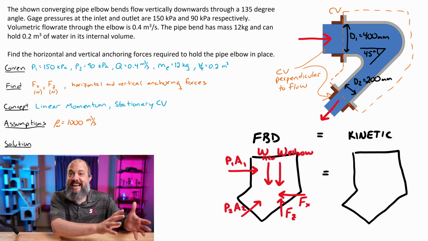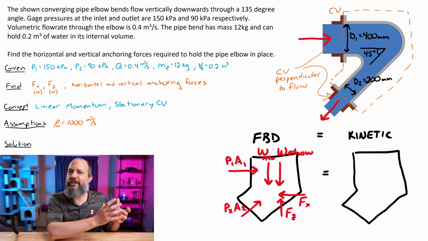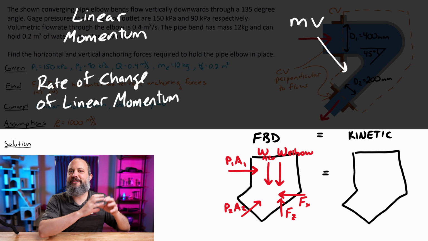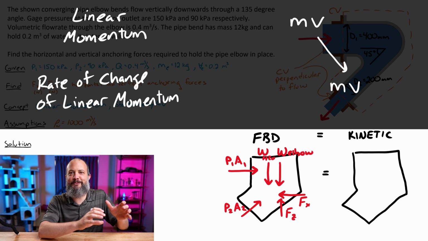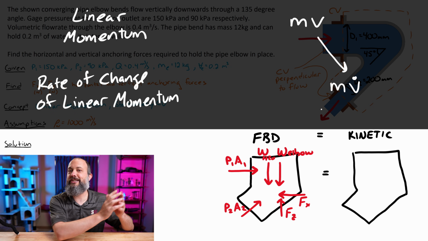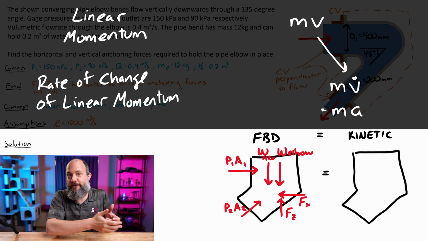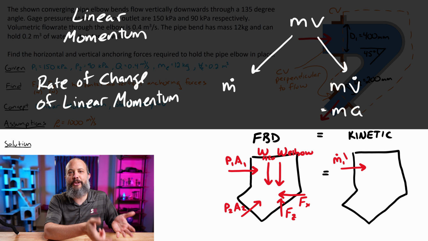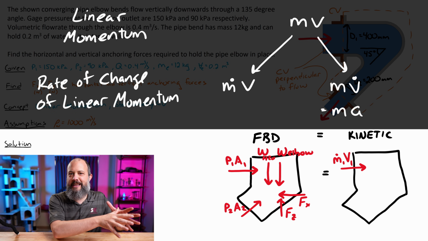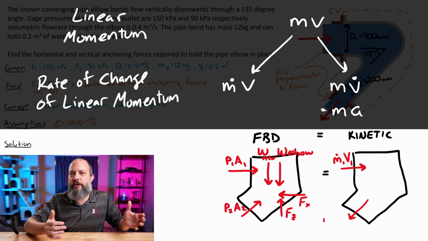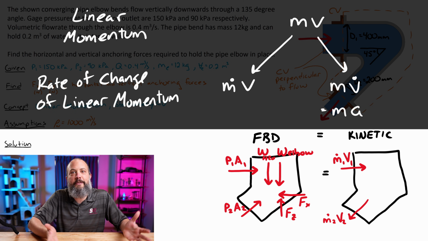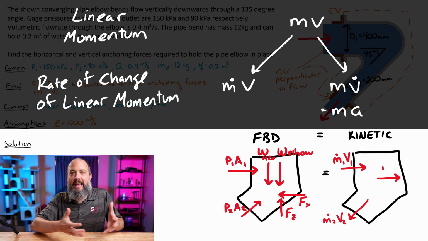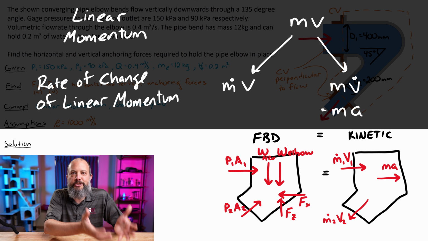So next, the kinetic diagram, which accounts for all of the changes in momentum. Linear momentum is mass times velocity. So to find the rate of change of momentum, we can either take the derivative of velocity and get acceleration, right? That's ma, which for this problem is 0. Or we can take the time derivative of mass and get mass flow rate. So m dot v is how we account for the fluid flowing into the system and out of the system, right? Both ma and m dot v are accounting for the change in momentum of the control volume.